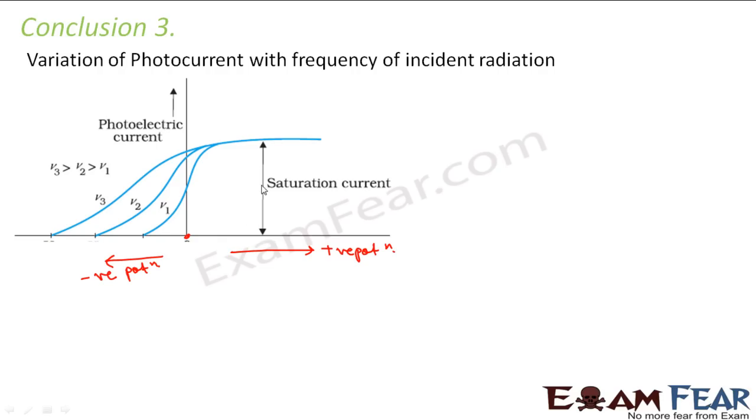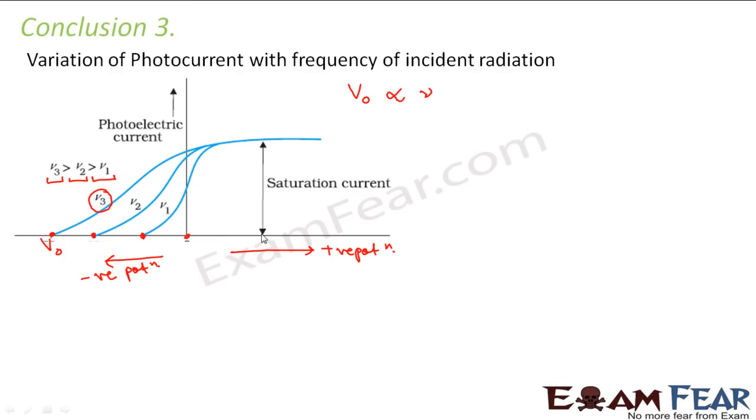And what did we see? We see that the saturation current is the same for all different frequencies. That means saturation current does not depend upon frequency. But the values of stopping potential change with frequency. In this case, nu3 is greater than nu2, which is greater than nu1. For the maximum frequency, the stopping potential is greater, and for the minimum frequency, the stopping potential is lesser. That means stopping potential, that is V0, is directly proportional to the frequency of incident light.